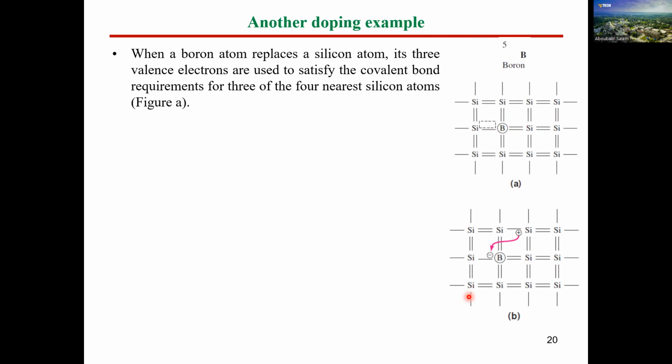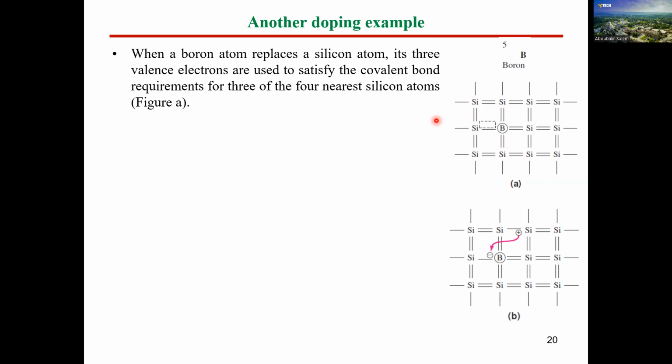Another example, guys. Here we doped another material, not like the other one. Here we added boron. So boron is 5. If you distribute the 5, the first shell will have 2 electrons, the second shell will have 3 electrons, which means now around the boron we have 4 silicon atoms, 3 of them are connected and 1 is empty. So we expect this is going to be P material, not N material.